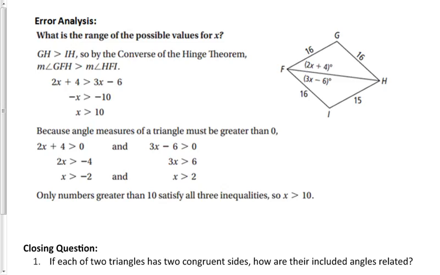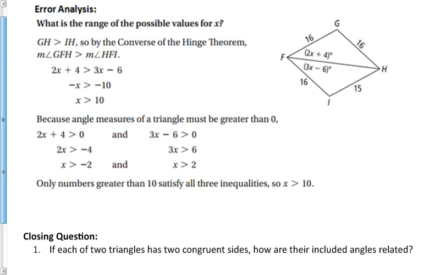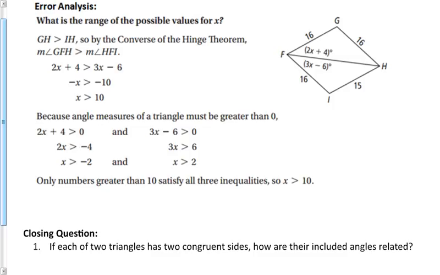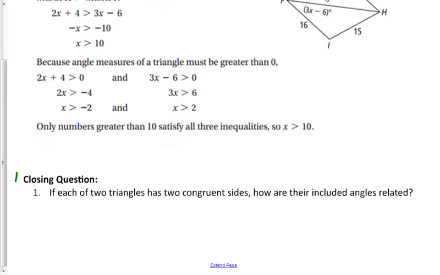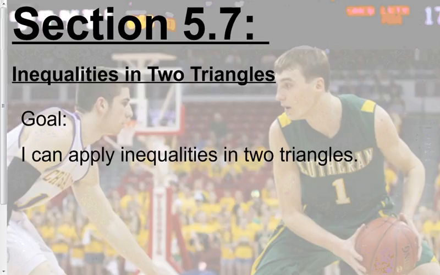Alright, the only thing that's left for this section, I'd like you to try the error analysis. It says, what is the range of possible values for x? The work is worked out for you, and you need to find the error. And then I also want you to think about this closing question. It says, if each of two triangles has two congruent sides, how are their included angles related? So think back to what we've learned today, and that goes straight back to this goal of applying inequalities in two triangles.